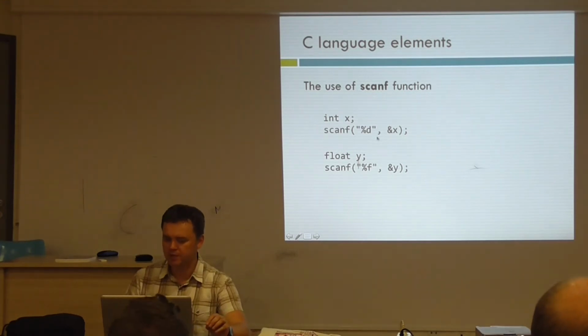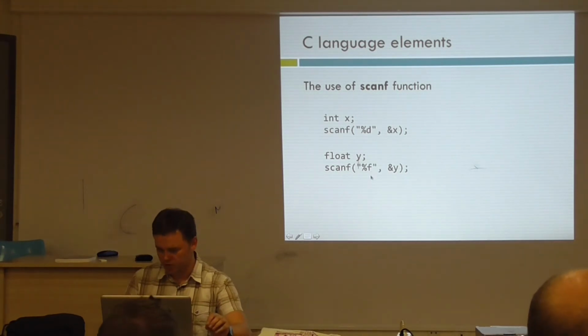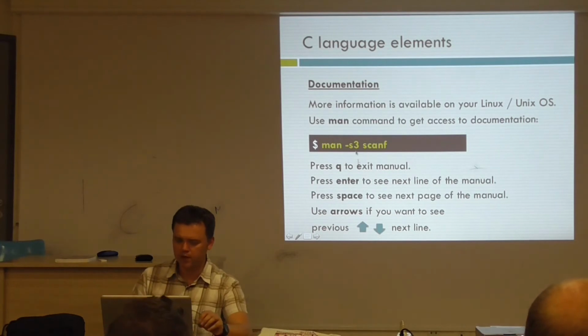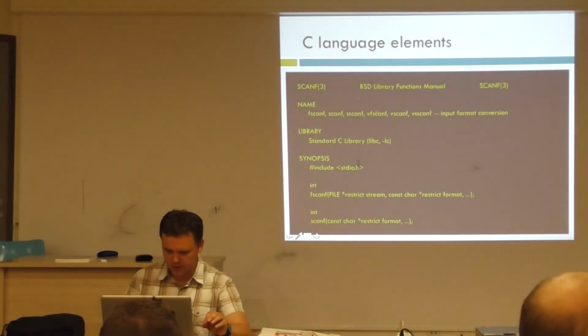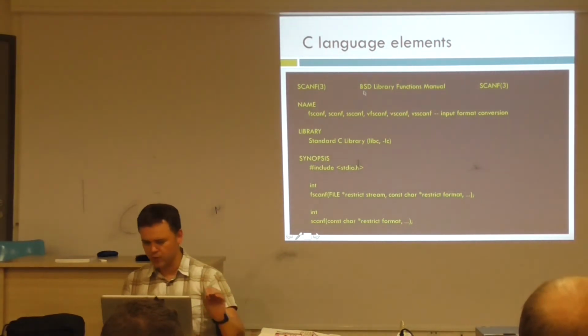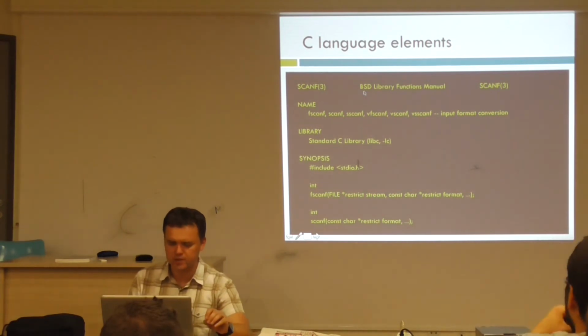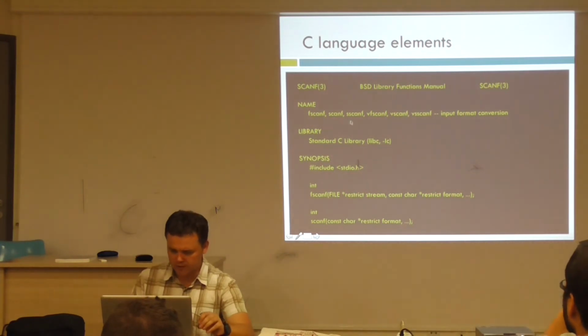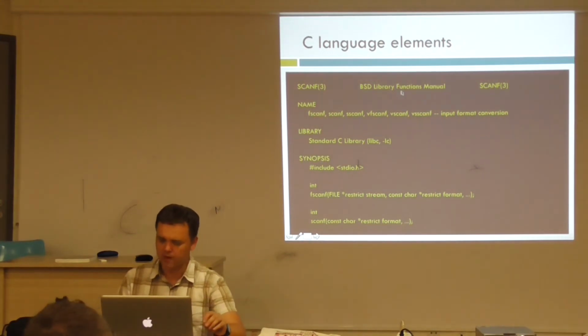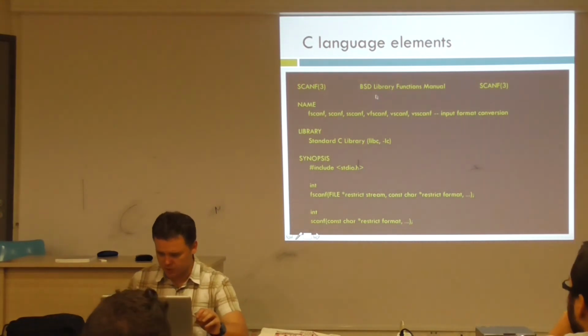And you can see the same letters as in print: d for integer, f for float. More documentation is also available in our manual in the scan section, so we can see the structure of this kind of information about scan. You can see other functions similar to scan, like fscan, sscan, etc. If you want to read more about it, you can just use this documentation.